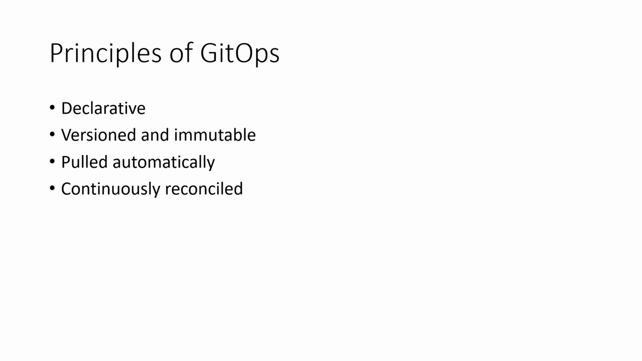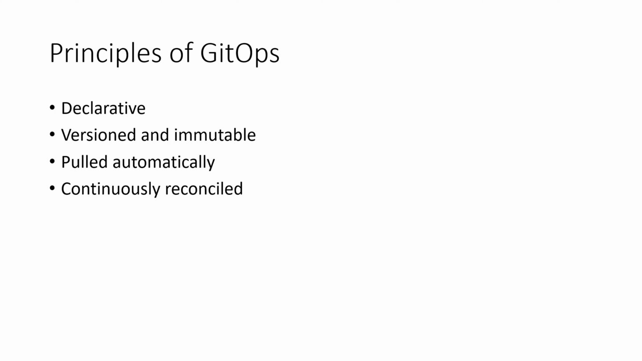Let's look at some of the principles of GitOps. The first one being declarative. The files that we store as part of Git should be declarative, similar to your Kubernetes YAML manifest file or your Terraform files. The second one being versioned and immutable. Since we are storing all the files in Git, those will be versioned and also immutable.